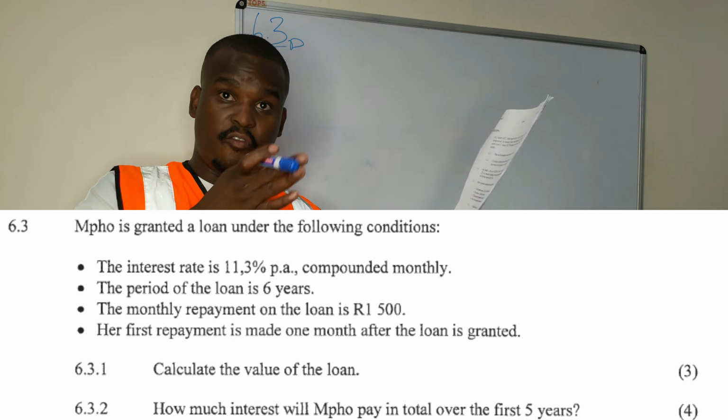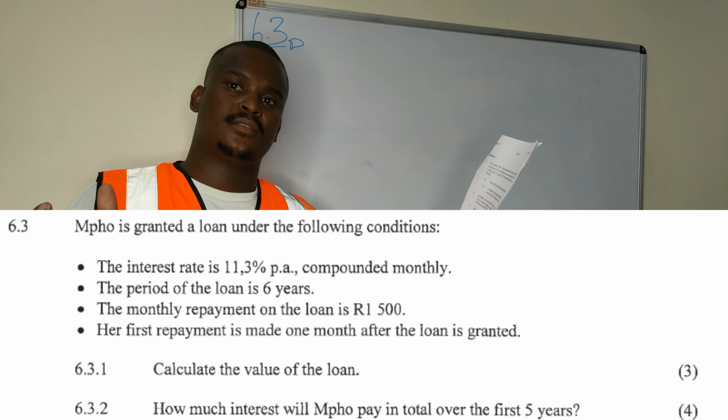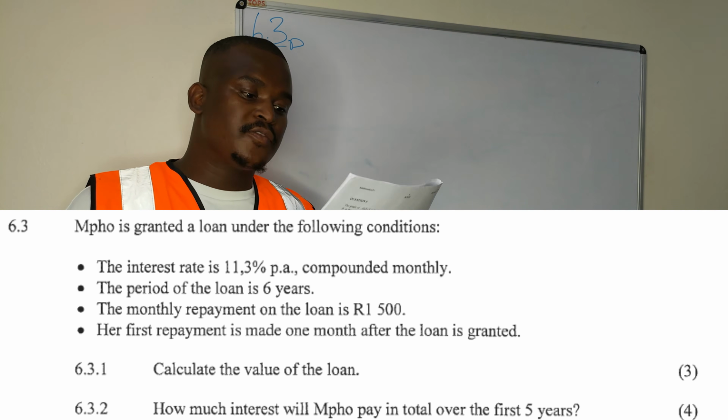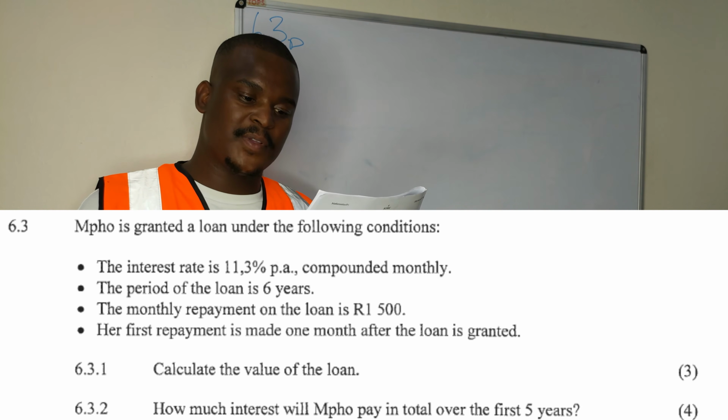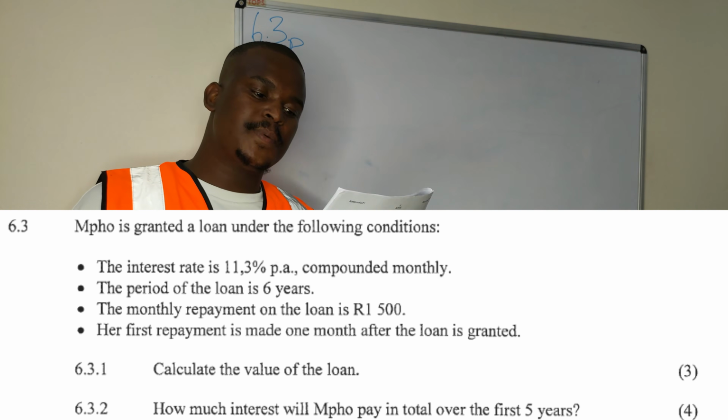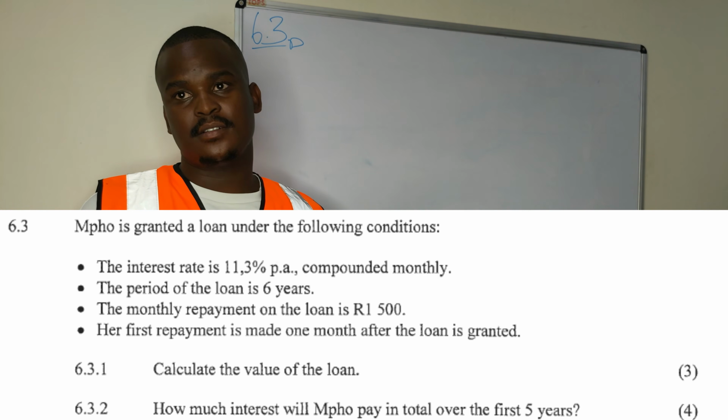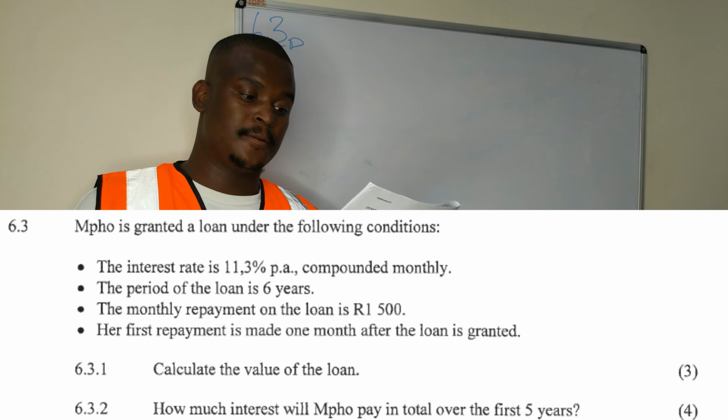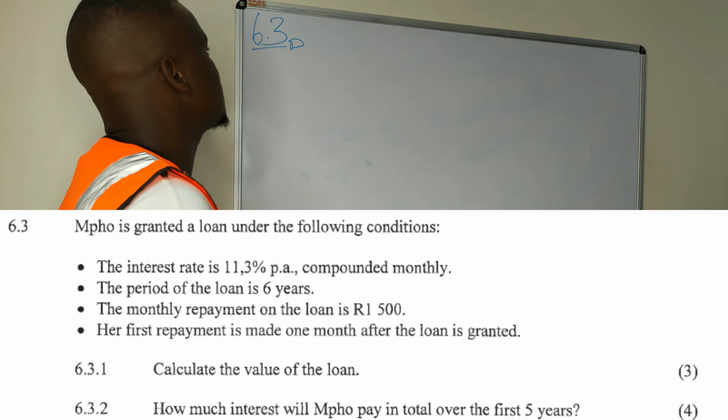11.3% a year over 12 months, right? The period of the loan is 6 years. The monthly repayments on the loan are 1,500. Her first payment is made 1 month after the loan was granted. This is what this is saying. So let's go to the questions. 6.3.1.